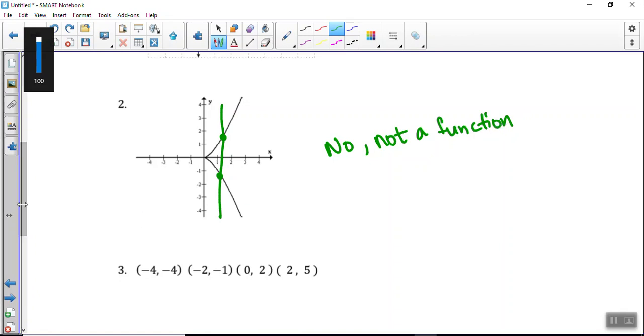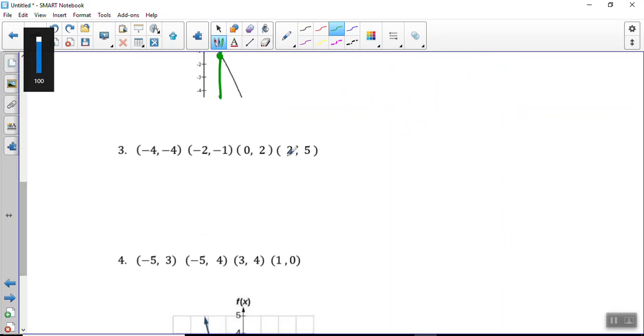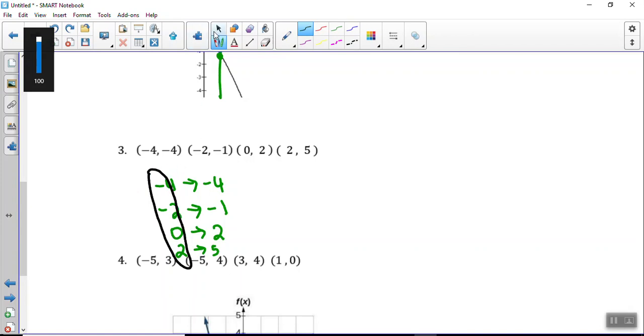Okay? How do we determine if it's a function if we just have these coordinates? We're just going to check to make sure that none of the x's are repeating. So -4 is going to -4. -2 is going to -1. You can plot these and do the vertical line test as well. 0 is going to 2, and 2 is going to 5. Okay, I don't have anything repeating here. Nothing is repeating here. So let me just circle it. This is how I like to check it.